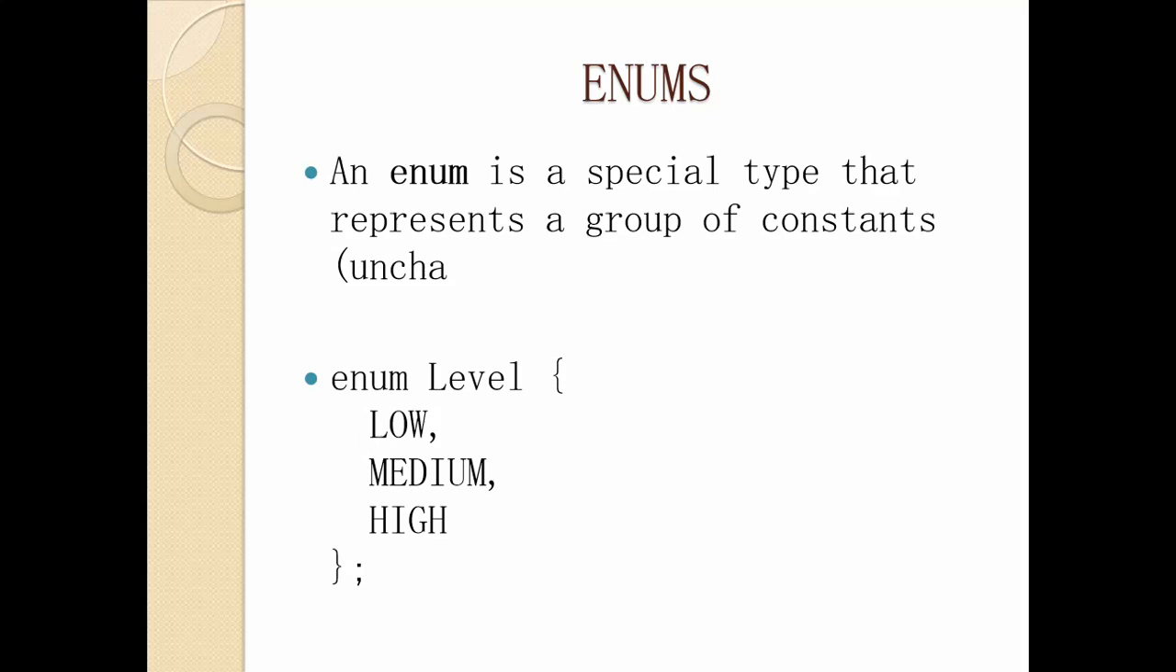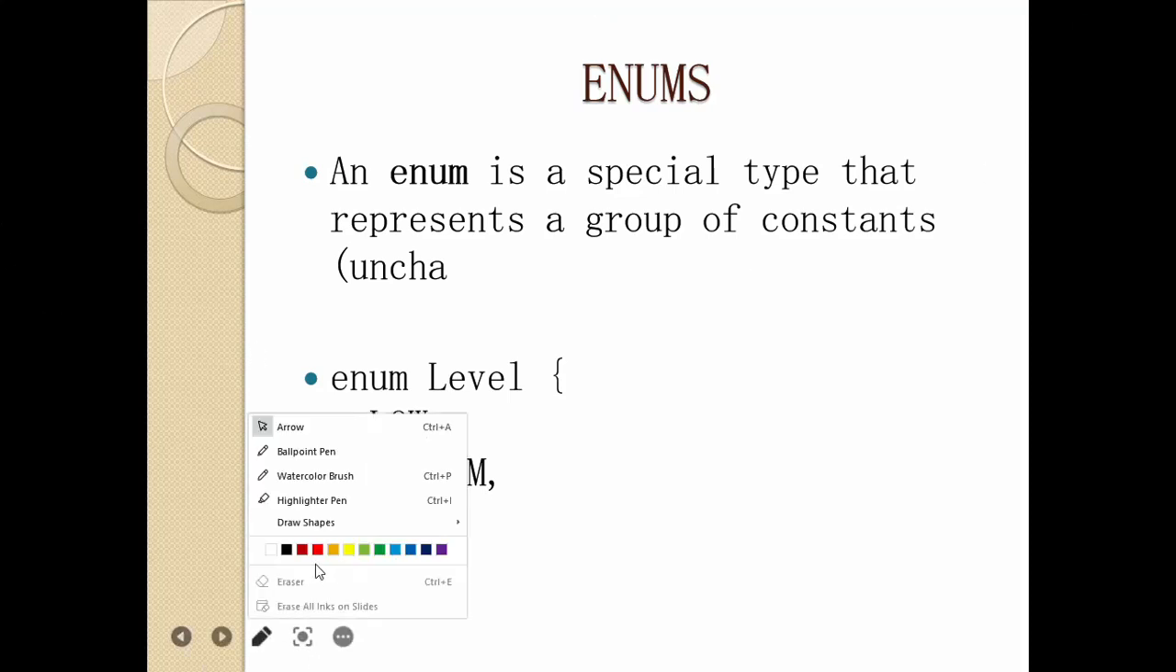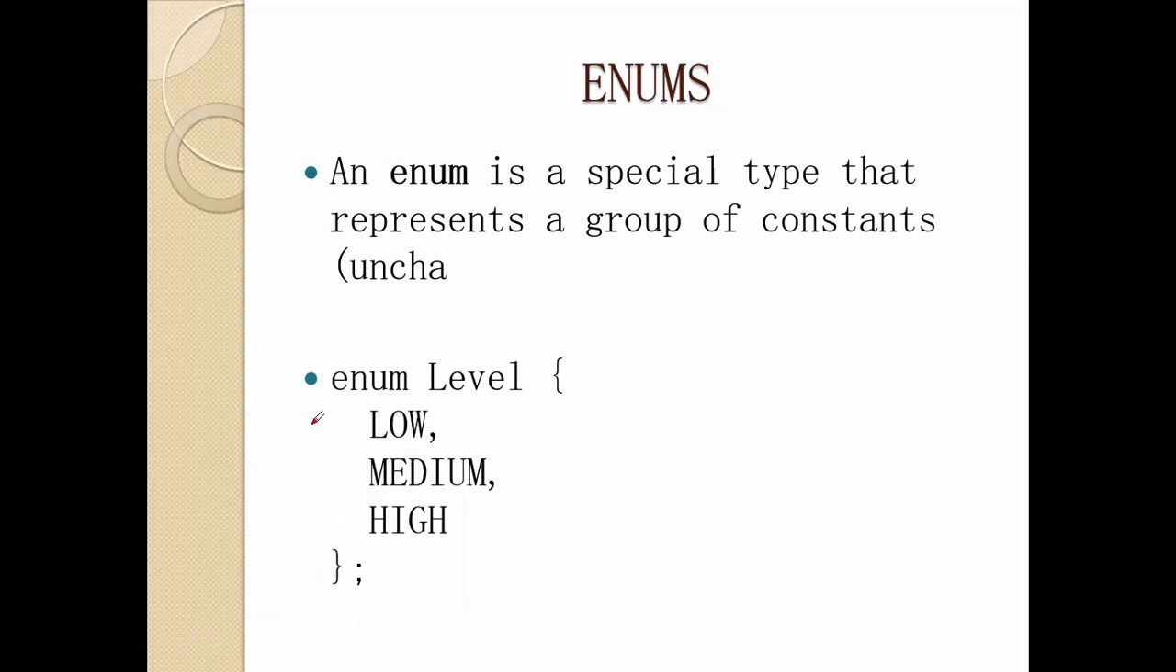So there is a provision of the concept of enums in the C programming language. Basically, enum is a type of functionality designed to increase the utility and functionality for the user. It is a special type that represents a group of constants. Just like union and structure, it is declared in the same way with a different keyword.